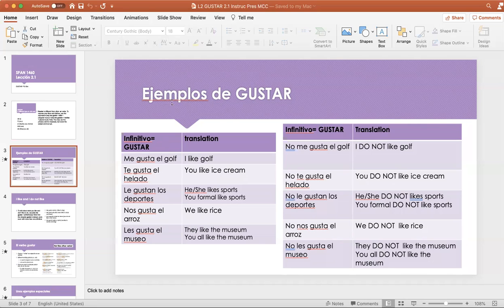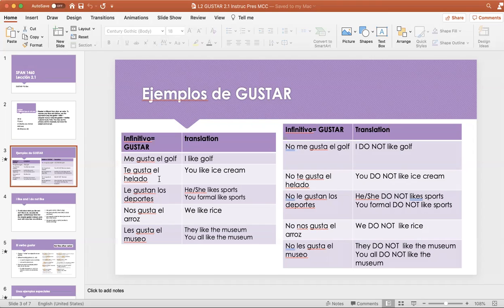Here I gave the same examples, one indicating likes and one indicating dislikes. So for instance, let's go here. Me gusta el golf. I like golf. The negative: No me gusta el golf. I do not like golf. So I'm talking about golf. Golf is one thing, hence the reason I use gusta.